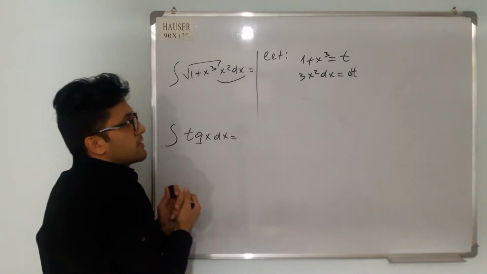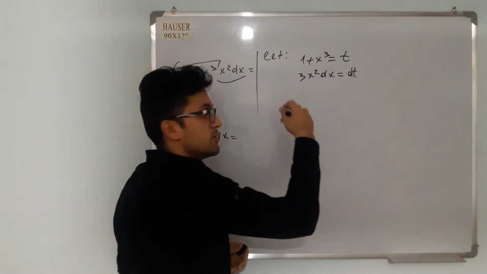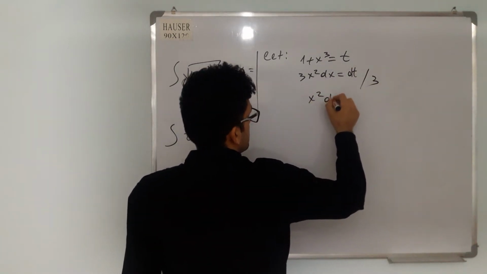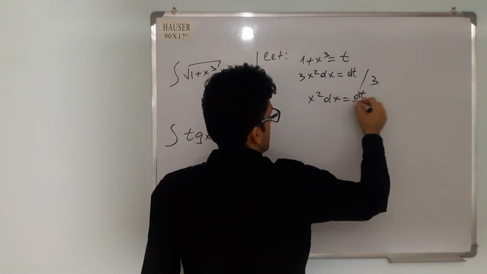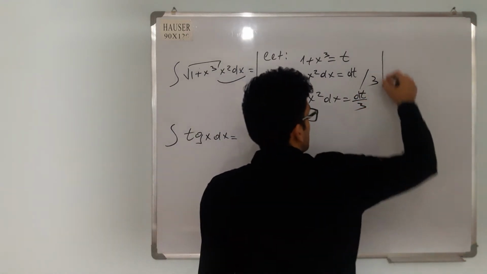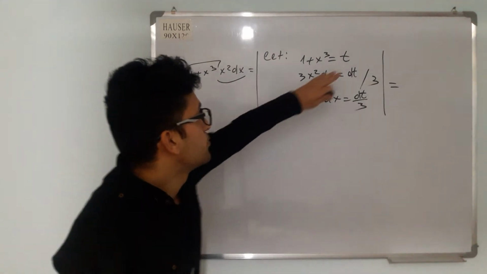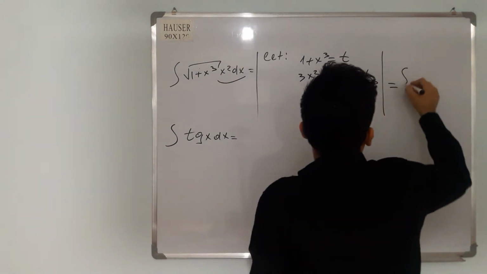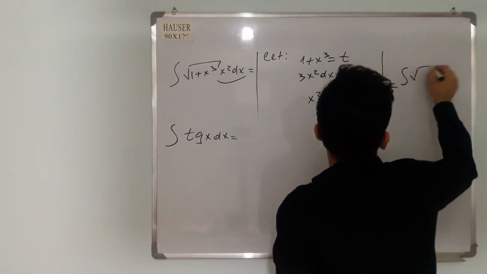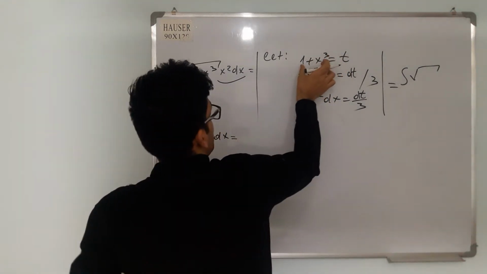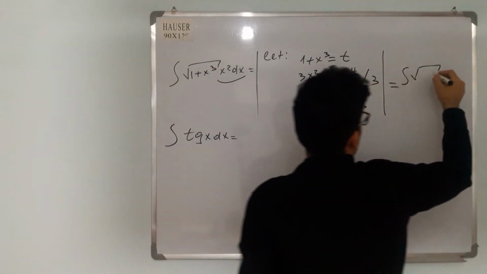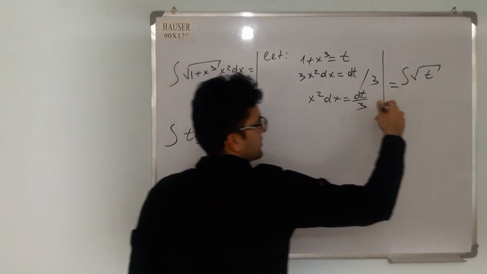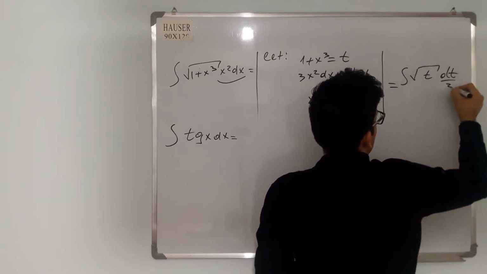It came here, but we're not given 3 here. This means we should just divide both sides by 3. Then it will be x second degree dx equals dt divided by 3. So we just label them, then we should put the value of this expression into these places. Then it will be the root of t, because 1 plus x in the third degree equals t. We should put the t here, and instead of x second degree dx, we should put dt divided by 3.